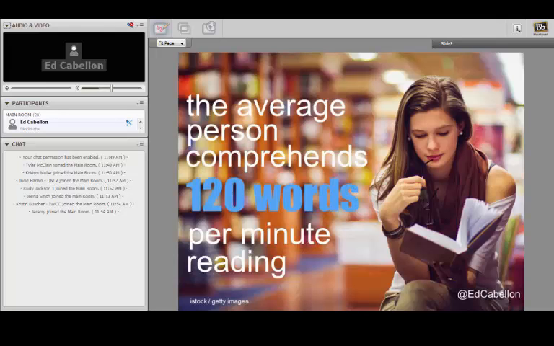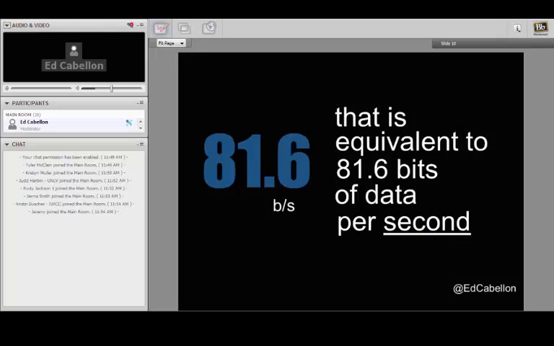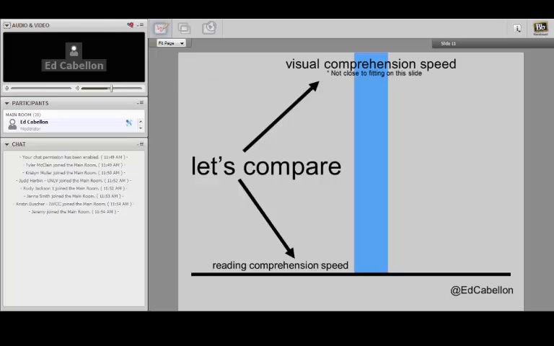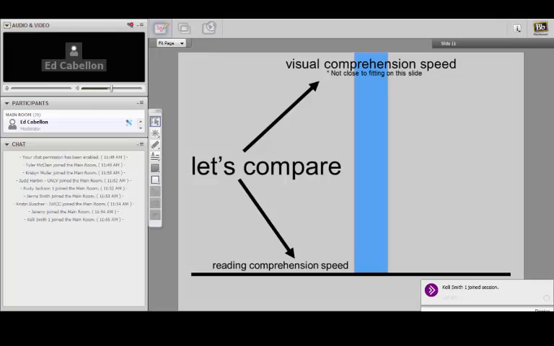When we're reading content, the average person can only comprehend 120 words per minute. Yet, that's only equivalent to 81.6 bits of data per second. So if we look at the speed at which we comprehend visually, there's no way to compare the two. Our visual comprehension speed is exponentially faster than how we read.